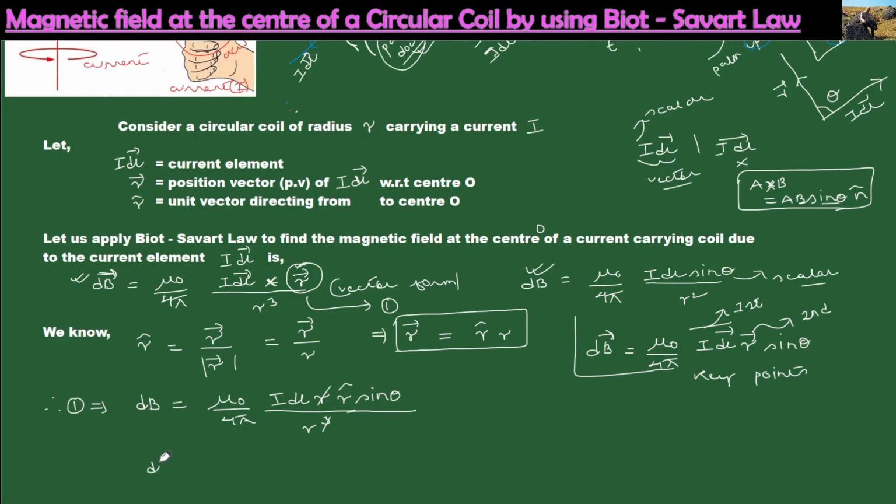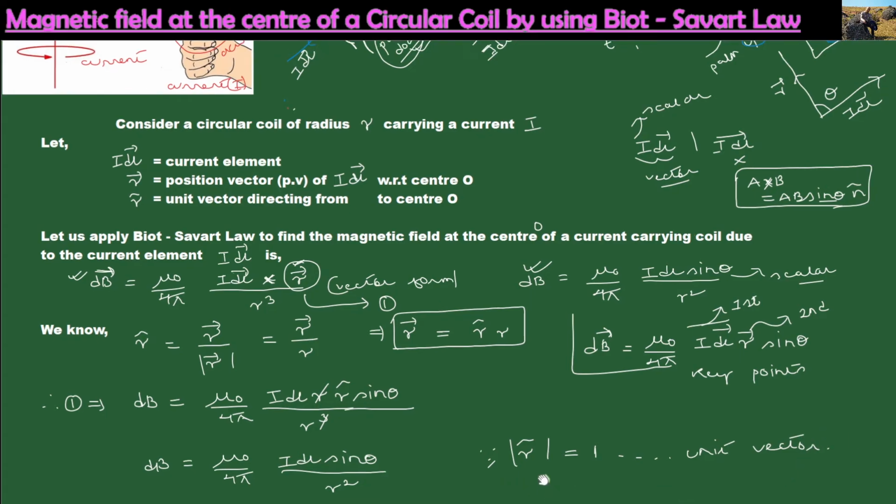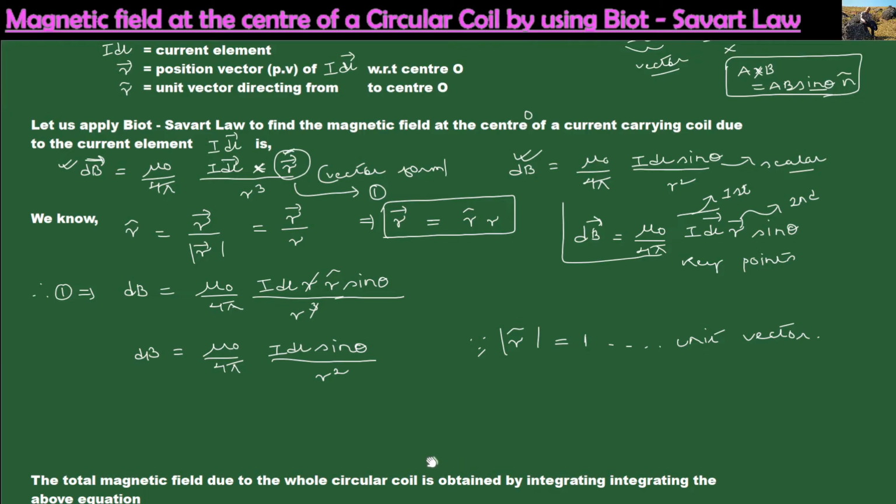So from here, this and this can be cancelled. So dB will be equal to mu naught divided by 4 pi, IDL, then over here this will give you sine theta divided by r square. Why? Since the modulus of the unit vector r cap is simply equal to 1, since it is a unit vector.